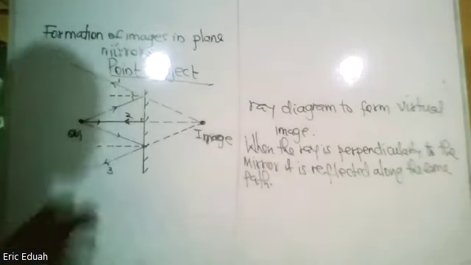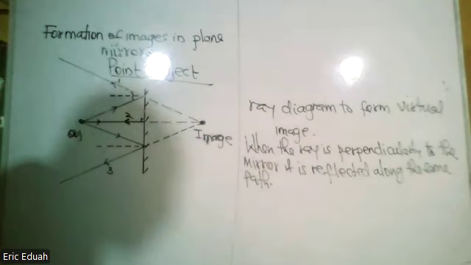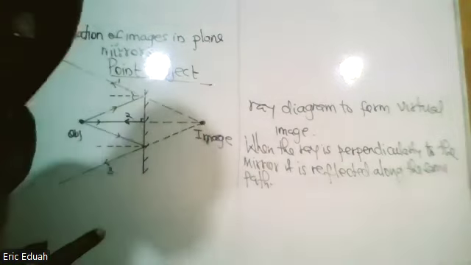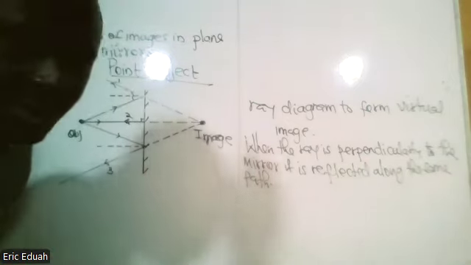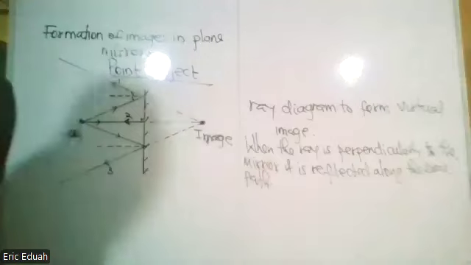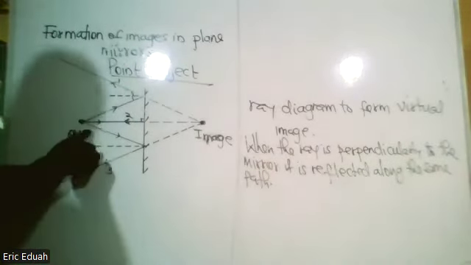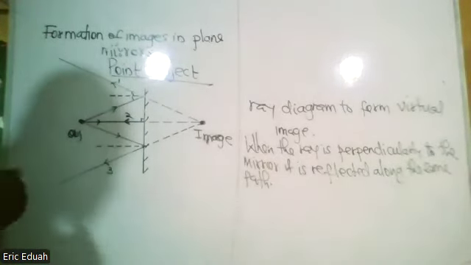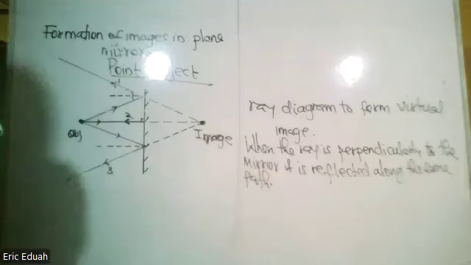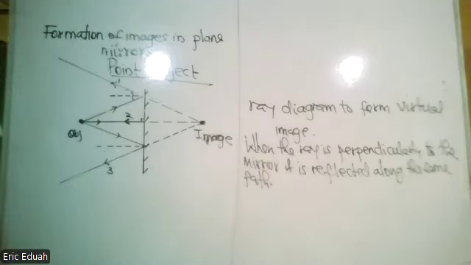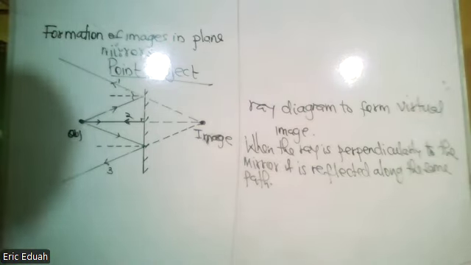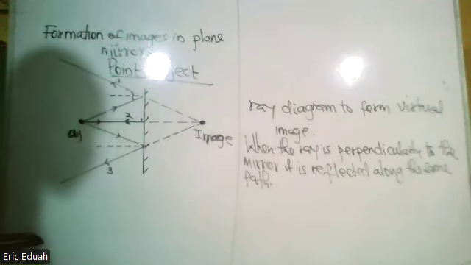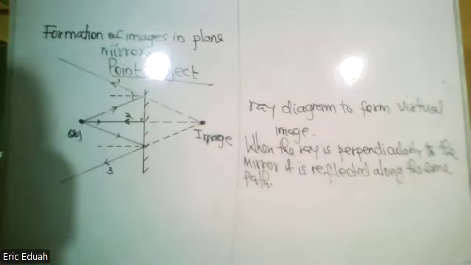So for point objects, we are going to look at an extended object next. An extended object is an object with a head and then a foot. This has no foot. It's just a dot. That is the reason we are terming this the image of a point object. Please, when you are drawing this, ray diagrams are drawn with straight edges.